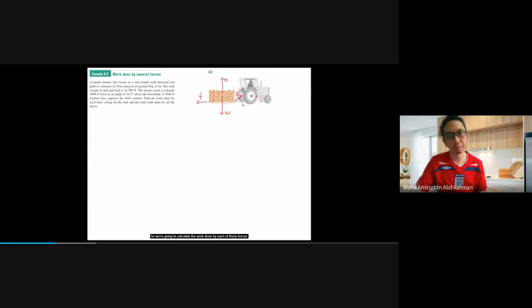So we're going to calculate the work done by each of these forces. To do that, we'll need a coordinate system, and we'll take the x direction as the direction of motion of the tractor as such. Given these forces, we can now draw out the free body diagram. And here's the normal force, the weight, the frictional force to the left, and the tension force of the chain. We're given the magnitude of the tension force, the magnitude of the frictional force, and the weight. And we're told that the displacement is 20 meters, and of course that's going to be along the positive x-axis. The angle that the tension makes with the positive x-axis is 36.9 degrees.